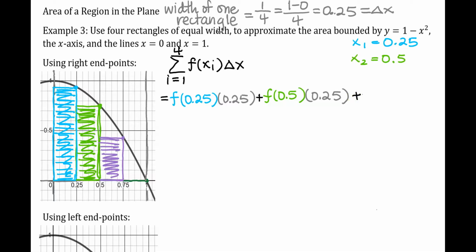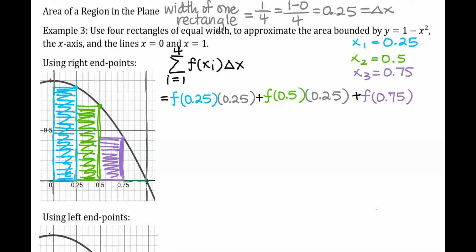Moving on to the third rectangle, for its height we need to see where we are evaluating the function. Well, we're evaluating the function at 0.75. That's where the third rectangle is touching the function. So our x3 is 0.75. So the height of that purple rectangle is the function evaluated at 0.75.